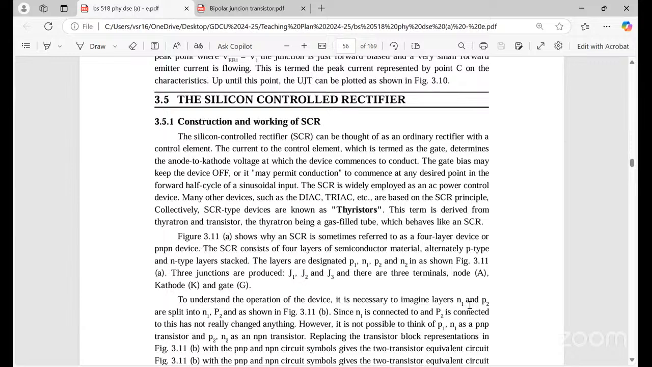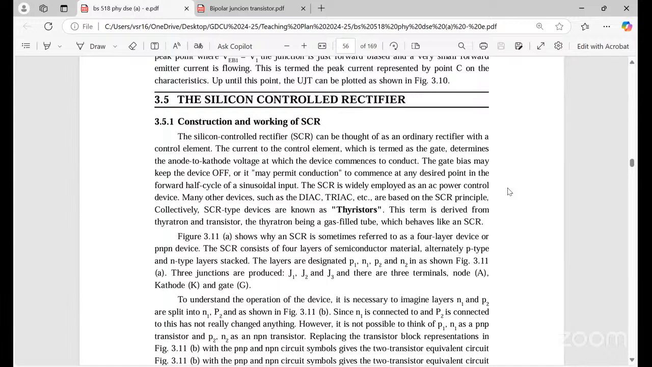Other devices such as DIAC and TRIAC, which are based on the SCR principle, collectively with SCR type devices are known as thyristors. This term is derived from thyratron and transistor, where the thyratron is a gas-filled tube which behaves like a silicon controlled rectifier.